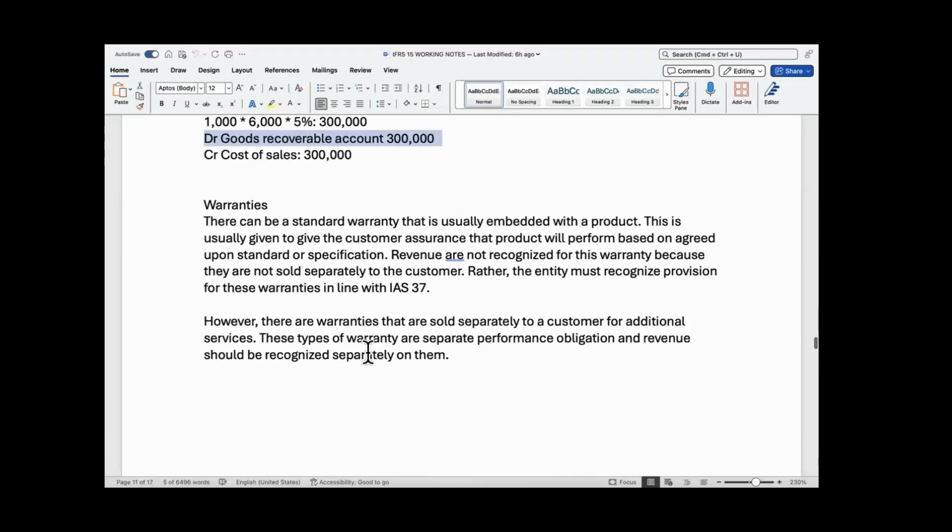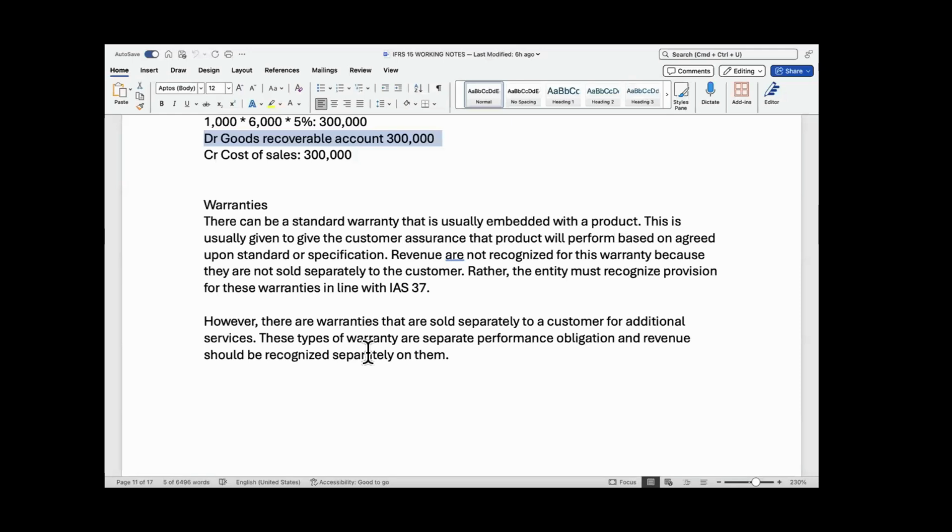The second one is warranties. A warranty can be a standard warranty, which is usually embedded with a product. Standard warranties usually come as an assurance to the customer that the product will perform based on an agreed upon specification. Those are free for the customer, part of the goods. You see, that type of warranty is not sold separately to the customer, so the company is not making money from it.